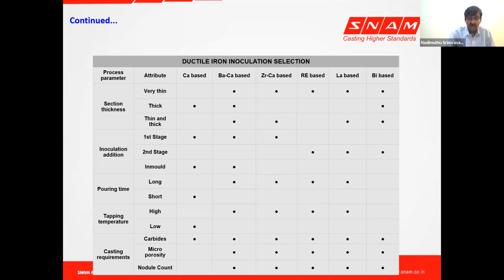Then your casting requirements, microporosity or nodule count, which is a very critical issue you are facing, and according to that, which is the inoculant you should select. Like the previous slides also showed, where you need a higher nodule count, you use a bismuth-based inoculant, and where you need microporosity to be addressed, you use a lanthanum calcium-based inoculant. So I have taken just some 12 questions that could pop up into the foundryman's mind as frequently asked questions, and tried to address them.